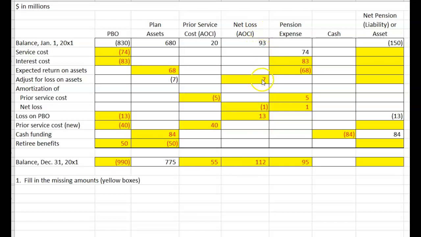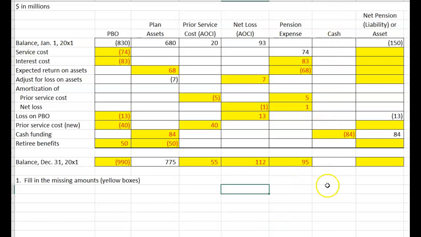93 plus 7 minus 1 plus 13 equals $112 million balance in the net loss AOCI column at December 31st X1. And pension expense for the year ended December 31st X1 is $95 million. That's the $74 million of service cost plus the $83 million of interest costs minus $68 million of expected return on assets plus $5 million of prior service cost amortization and $1 million amortization of the net loss.